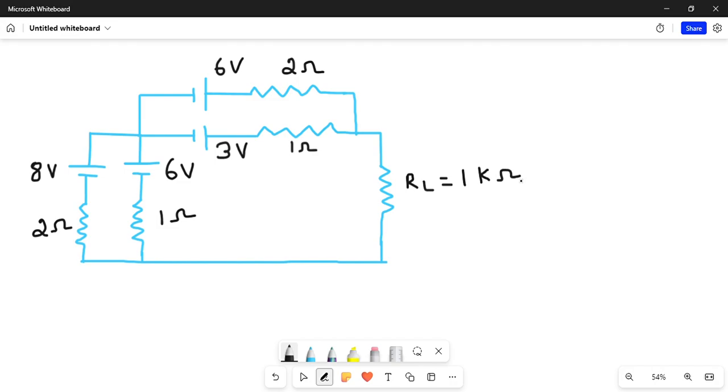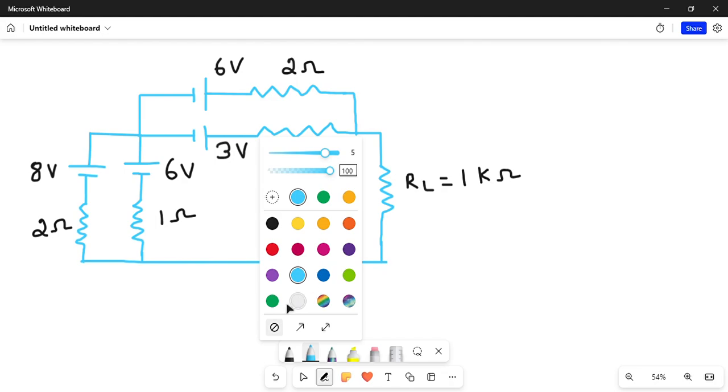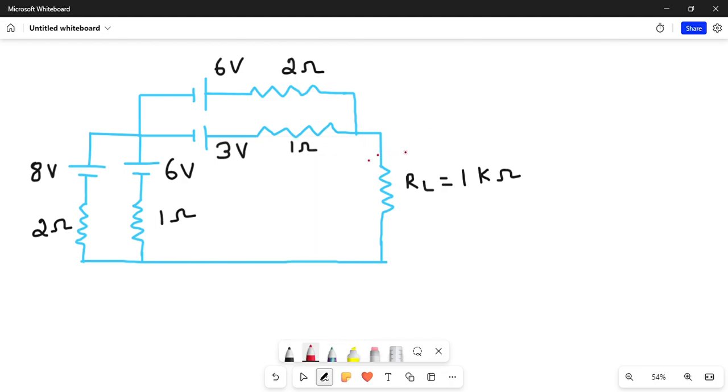So this is your question. So now what you have to do is convert this using source transformation, right? And you're going to find the current through that RL, which is 1 kilo ohm. So this one is RL. So I'll just highlight it because you want to find the current through that RL, which is 1 kilo ohm, right? Yeah.